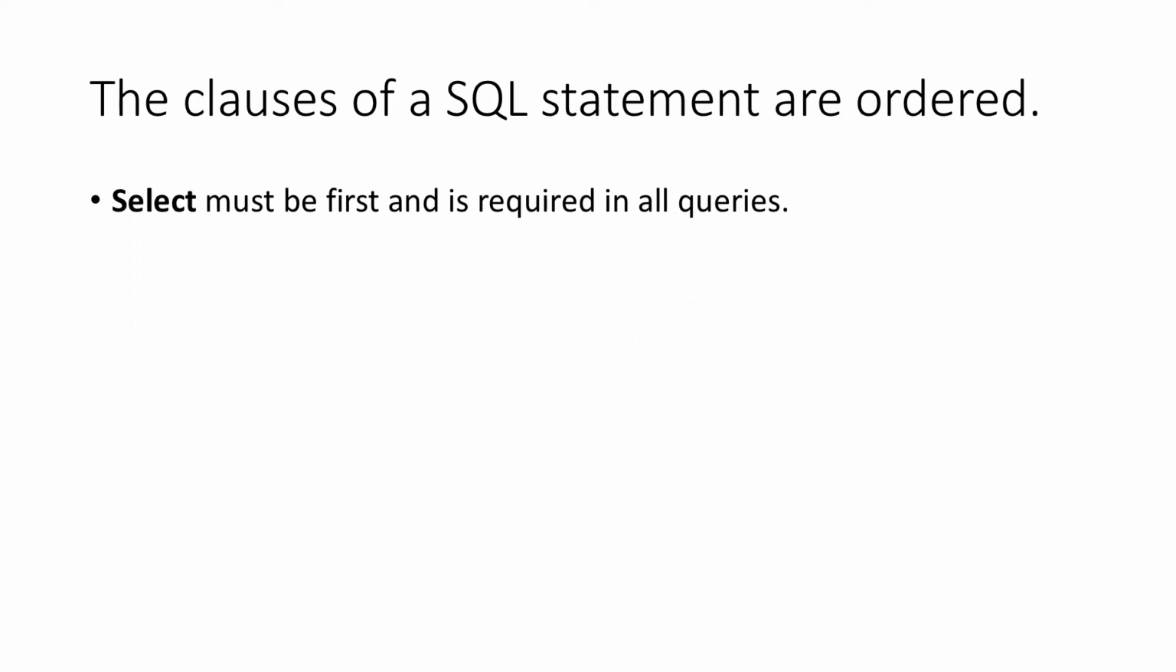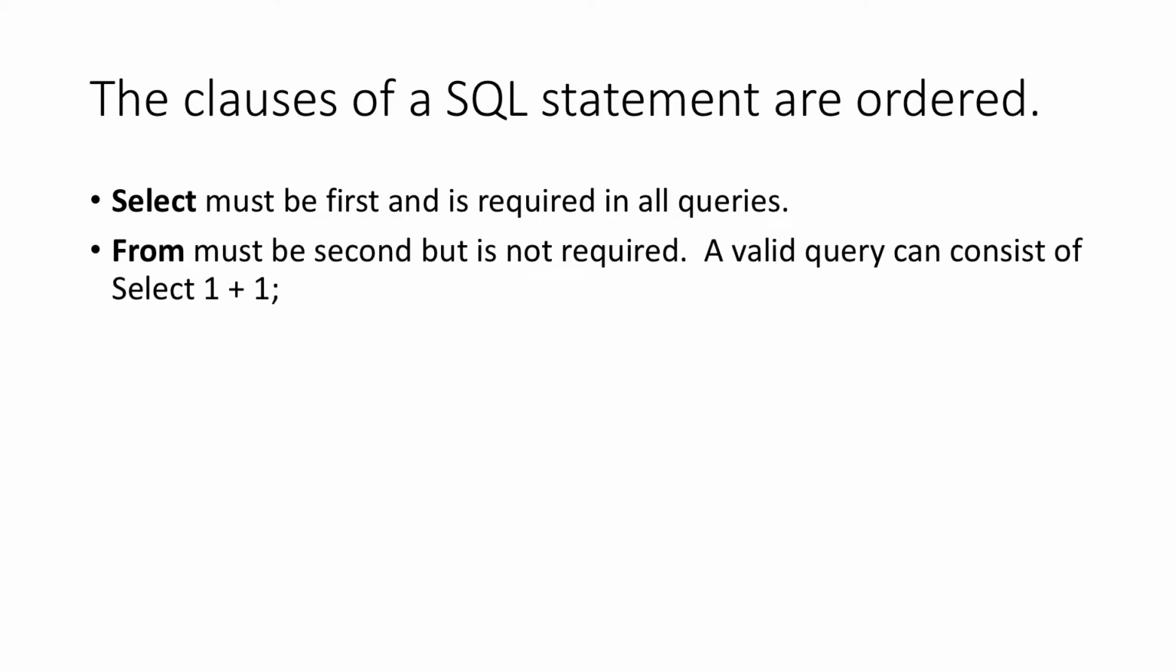And so what this is saying is the clauses of a SQL statement, those 5 parts that we just went over, they have to follow an order. Select always must be first. And then there's the from. I'm selecting columns from a database table. In theory, you don't have to have a from clause because select 1 plus 1 is a valid SQL command.